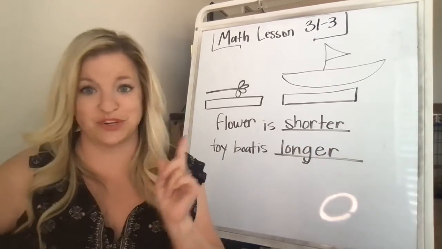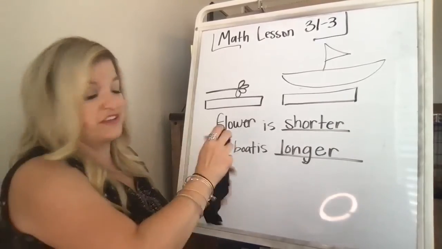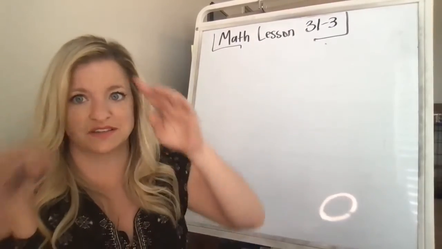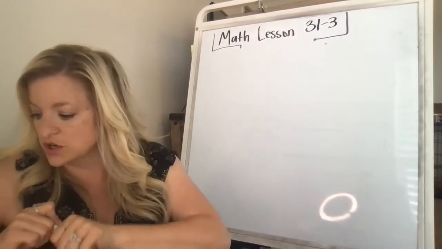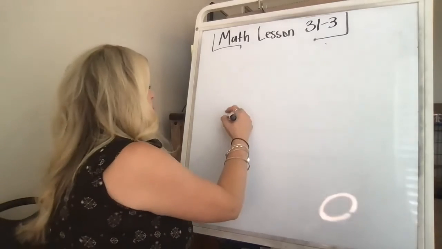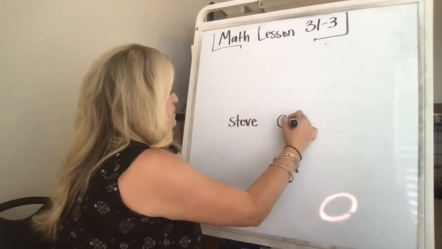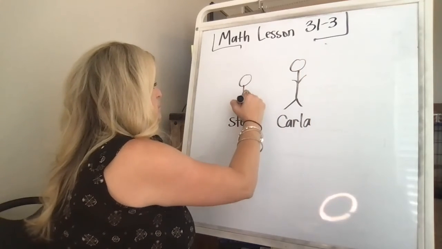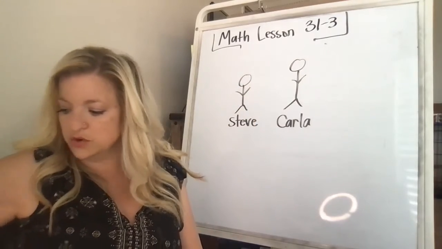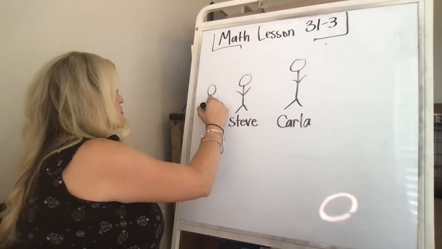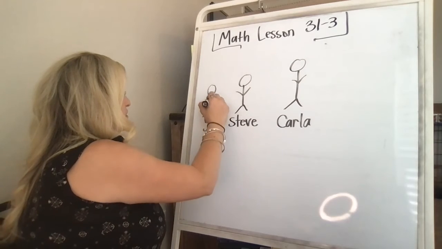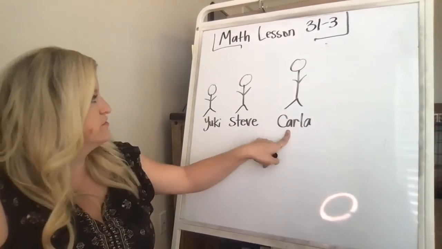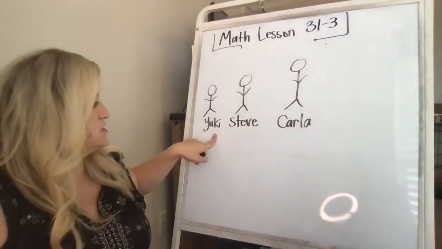Okay. This next one is a super fun one. Remember, I think it's best if you draw these out with people. You can use little stick figures like Miss Lamb does. It doesn't have to be anything super huge. So Carla is taller than Steve. So here's Steve. Here's Carla. Carla is taller than Steve. Okay. Yuki is shorter than Steve. There's Yuki. Boom. Okay, so Carla is taller than Steve. Check. Yuki is shorter than Steve. Yep.